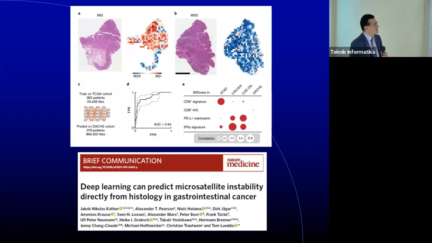Here's another example. This is deep learning, or AI, to predict microsatellite instability directly from histology in gastrointestinal cancer. This is, I think, from 2020 or maybe 2021. You can see they've done the same here: we've got our standard back propagation neural network, which takes in all the images. Based just on the histological images, without specific molecular testing, they think they can get an area under the curve to discriminate microsatellite instability from non-microsatellite instability of about 0.9.